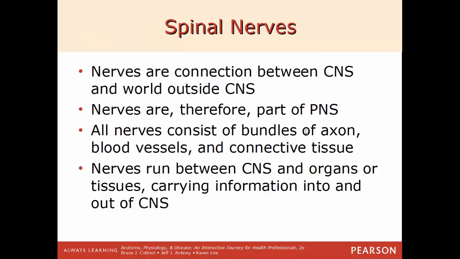All right, now we'll go into spinal nerves. These are the nerves that are the connection between the central nervous system and the world outside of the central nervous system. So these are a part of the peripheral nervous system because they are branching off of the cord itself. All nerves will consist of bundles of axons and blood vessels and connective tissue. Now these nerves will run between the central nervous system and organs or tissues, carrying information into and out of the central nervous system.